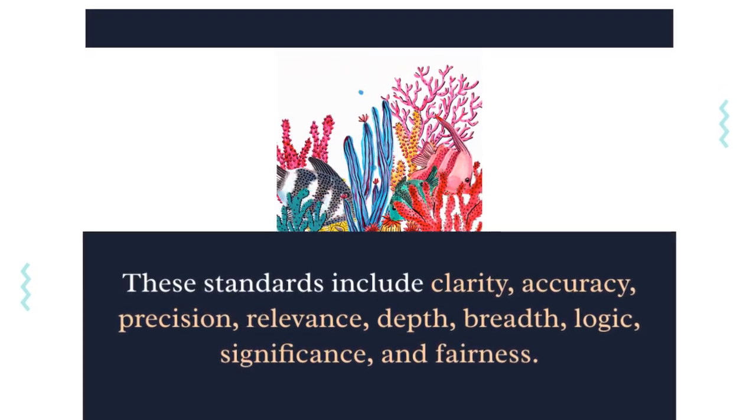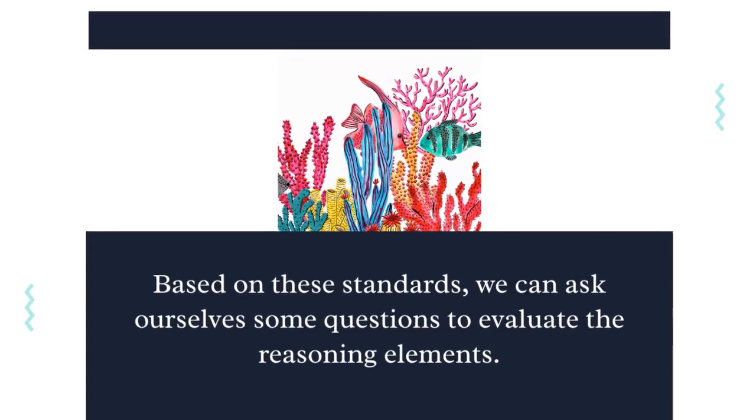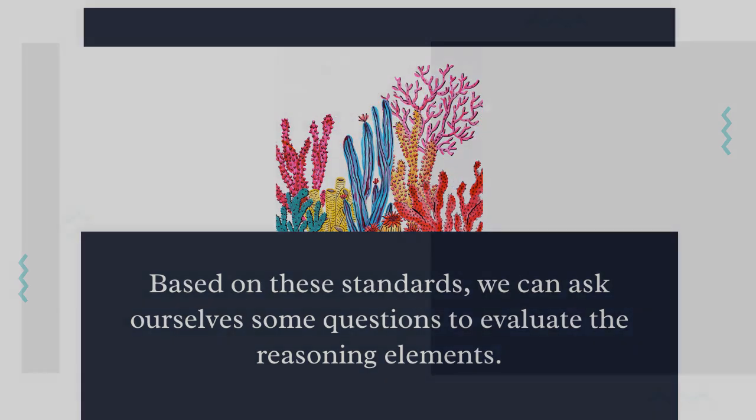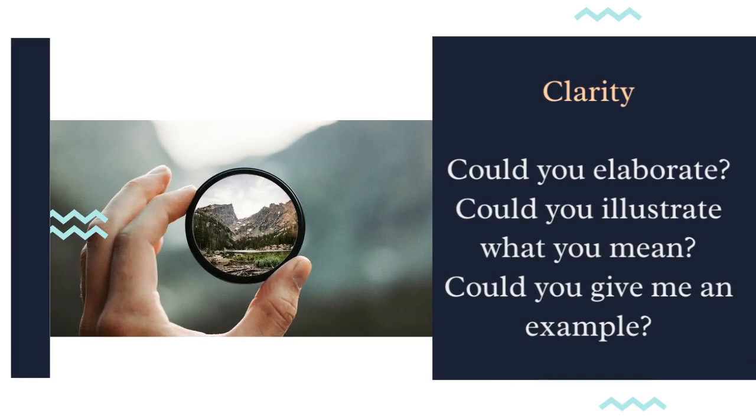These standards include clarity, accuracy, precision, relevance, depth, breadth, logic, significance, and fairness. Based on these standards, we can ask ourselves some questions to evaluate the reasoning elements. To ensure the clarity of the reasoning, we may ask ourselves if we could elaborate, could illustrate what we mean, could give an example.